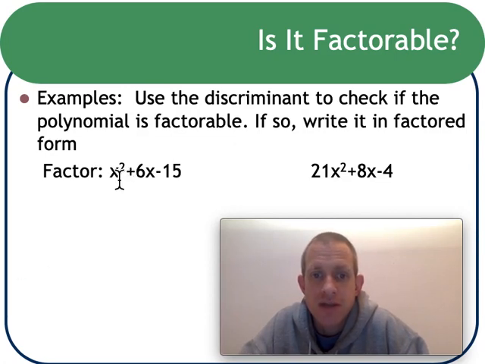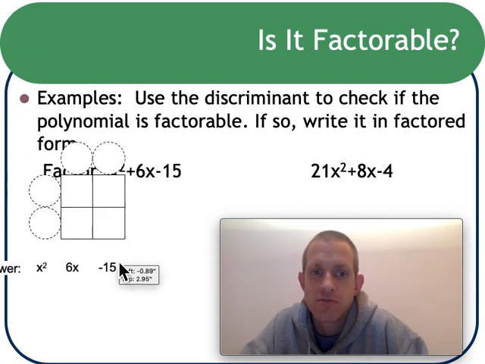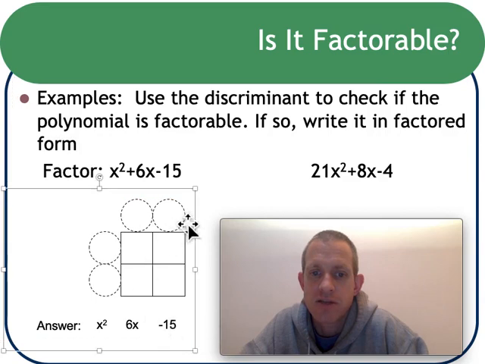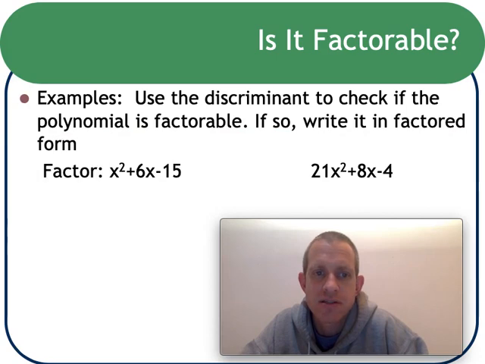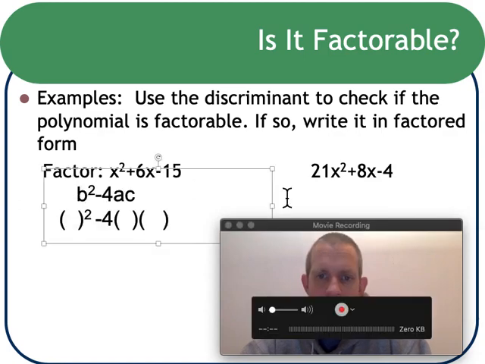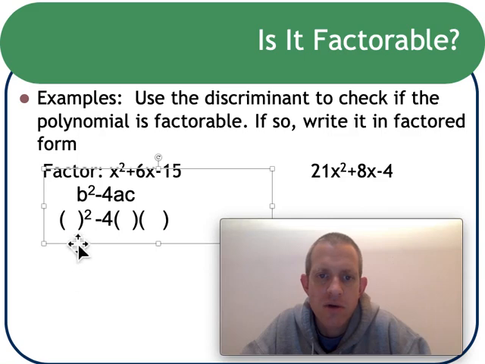Here, x squared plus 6x minus 15. The question is to factor it. So we could pull out a factoring table and try to factor it. But before we go through that effort, let's see if it even is factorable. And so to do that, I'm going to pull out the discriminant here, and we're going to put the numbers into it.